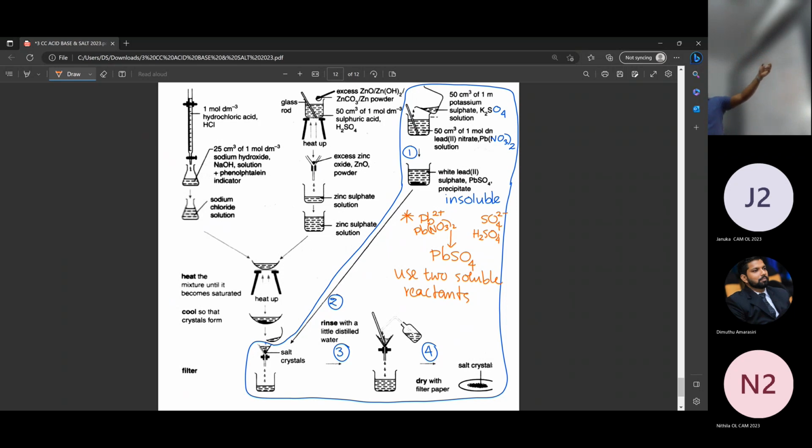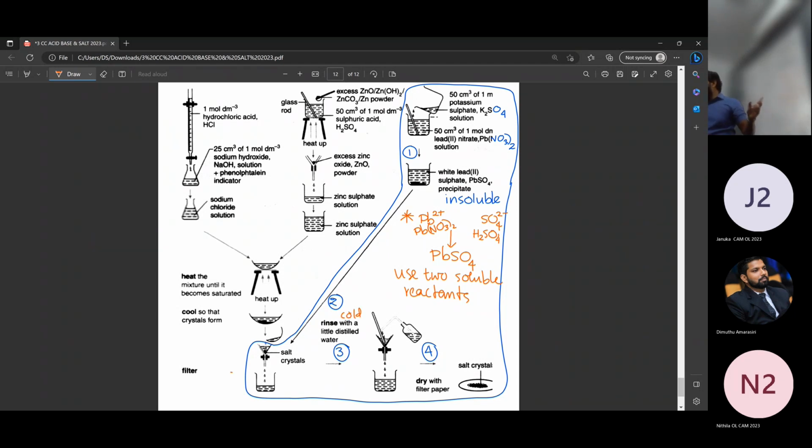Right? Step 1 is mix the two solutions and obtain the precipitate. Is that clear? Once the precipitate is obtained, you do what? Filtration. The residue from the filtration is impure. Let's wash it. Wash it with what? Rinse with cold distilled water.